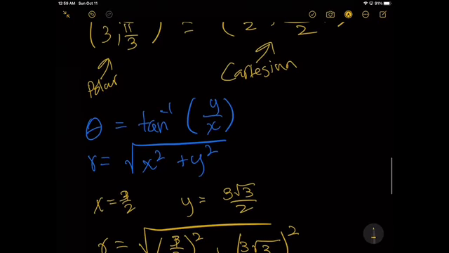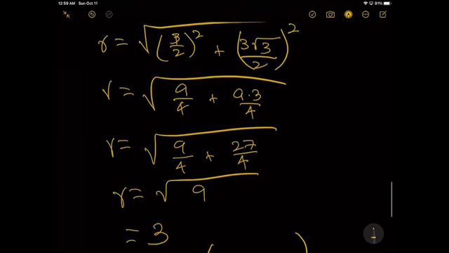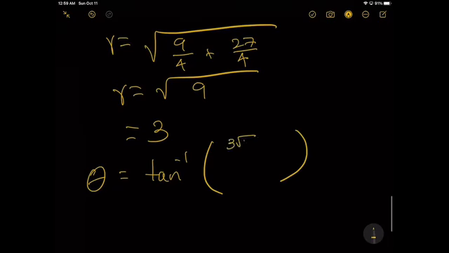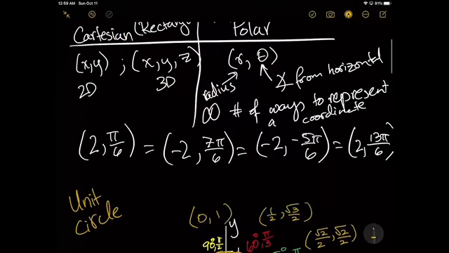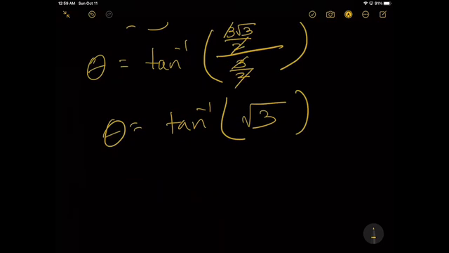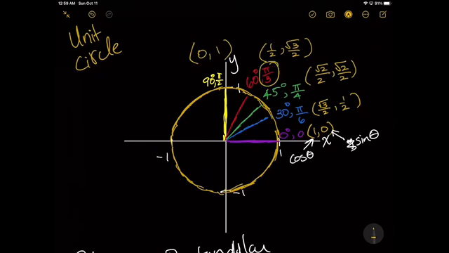Now, to find theta, it's just equal to the inverse tangent, or the arctangent, of y over x, which is 3 root 3 over 2 divided by 3 over 2. The 2's cancel, 3's cancel, and now you're left with theta is equal to the inverse tangent of root 3. Well, the inverse tangent of root 3 means that the tangent of theta is equal to root 3. And this is only true at pi over 3. That's where sine divided by cosine gets you root 3.